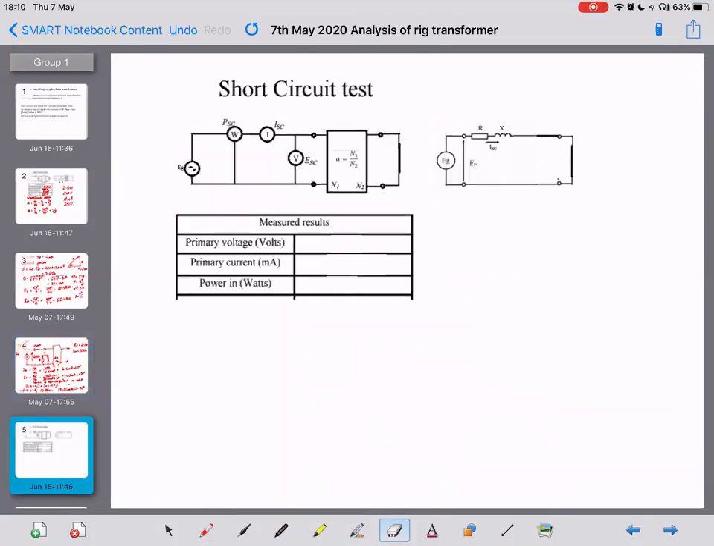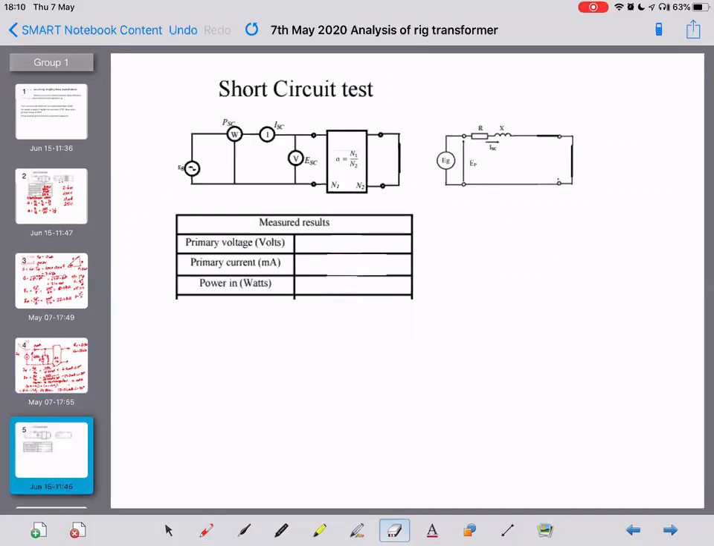So, having looked at the open circuit situation, let's now have a look at the extra information we can get from the short circuit test and see if that will help us to develop a model that will allow us to indicate how this transformer will act on load.